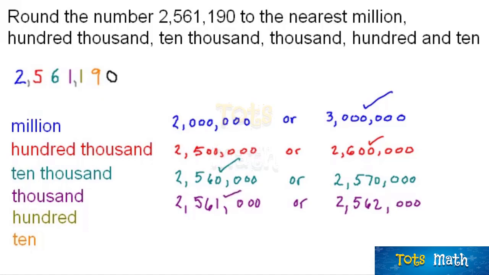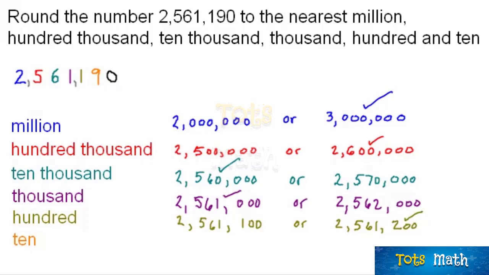Now we can round to the nearest 100. The hundreds digit is a 1. We have to decide if we're going to round down to 2,561,100 or are we going to round up to 2,561,200? Our number lies between these two values, but which number is it closer to? Well, we can decide that by looking at the tens digit. The tens digit is a 9, and 9 is greater than 5, so that means we're going to round up.